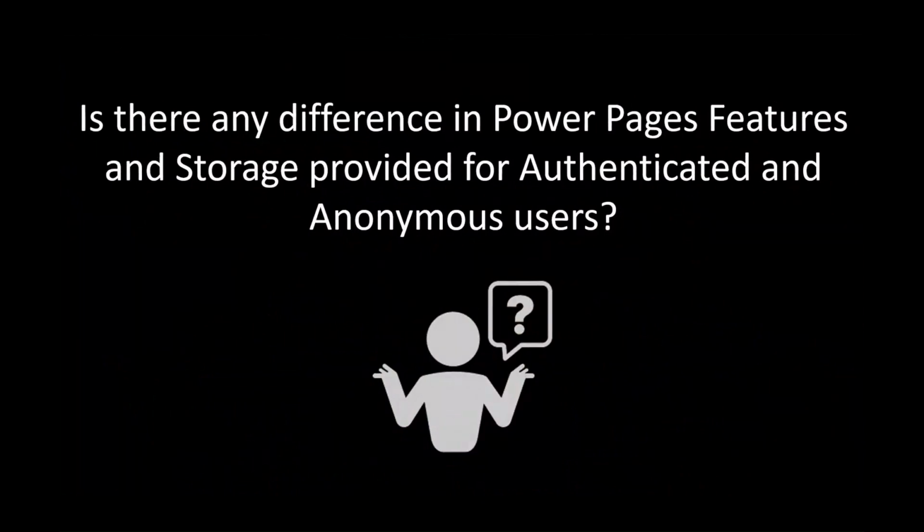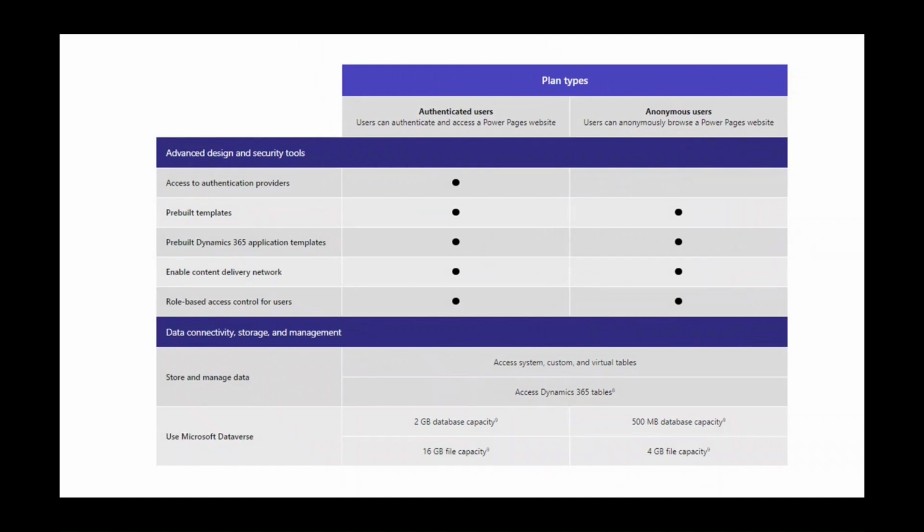Now, is there any difference in Power Pages features and storage provided for authenticated and anonymous users? As I told you, in the subscription plan and the pay as you go plan, it is basically differentiating the cost based on the user type, whether it's an authenticated user or an anonymous user. So you may have the question, is there any difference in the features? For example, if anonymous users are accessing the portal, is there any difference they can feel compared to the authenticated user and vice versa? So yes, there are small differences between the features and the capacity you get if you compare the authenticated user and the anonymous user.